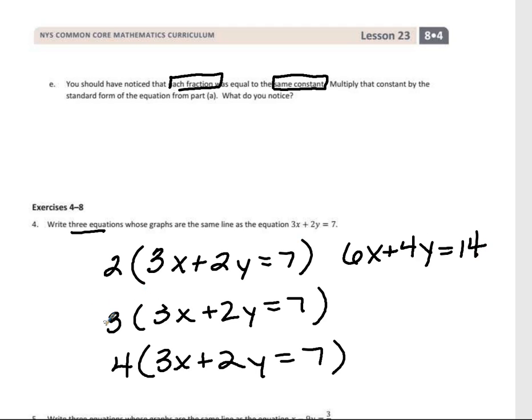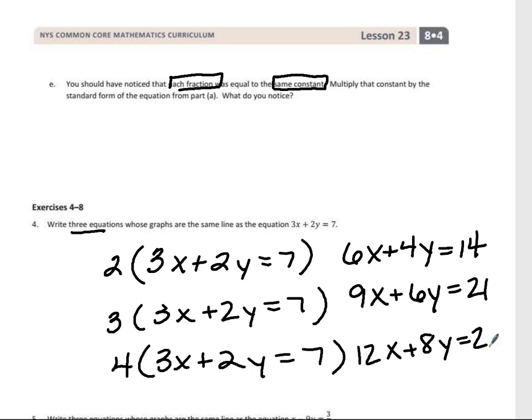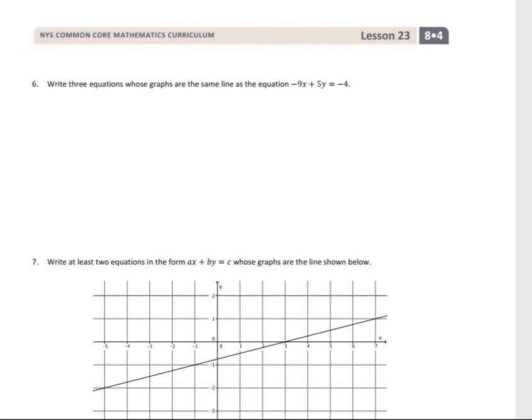Another one, 3 times 3x is 9x. 3 times 2y is 6y. 3 times 7 is 21. And the last one, 4 times 3x is 12x. 4 times 2y is 8y. And 4 times 7 is 28. So if you notice, in this one, you can even see the pattern. Going up by 3s, going up by 2s, going up by 7s. You would do the same thing with number 6.